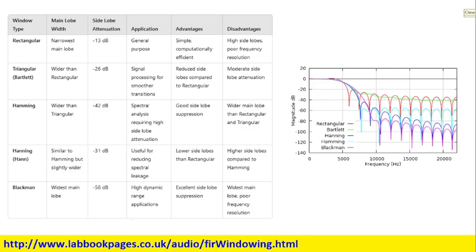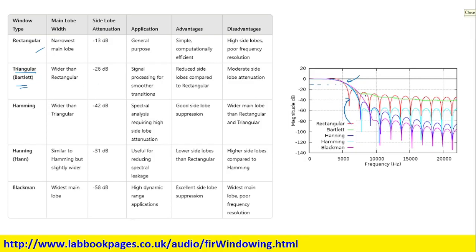So these are some of these window types. The rectangular window is shown by the red one, and it has a sharp cutoff. If you consider minus 3 dB for the transition band, you can see this has a very sharp cutoff. Then the Bartlett or triangular window is wider than the rectangular.